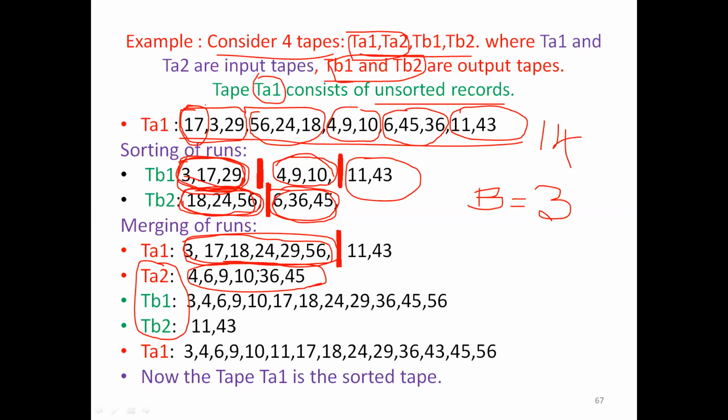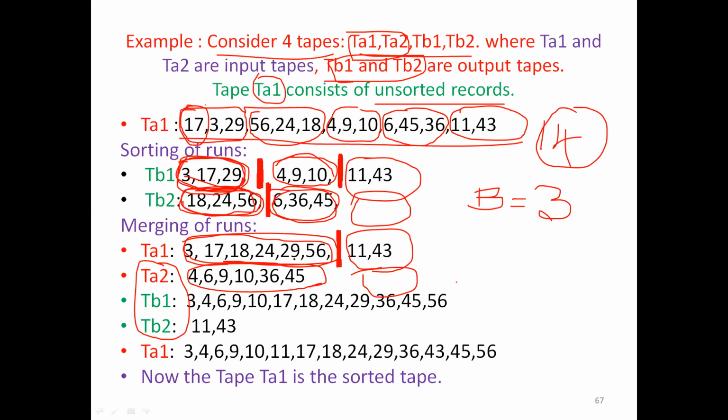So here I am writing it to TA2. Then I am taking the third run of TB1. I don't have a third run in TB2, so I'll just collect that one run from TB1, sort it, and write it into TA1. Alternately I'll do this. Once this is completed, I'll go for here, because I don't have many elements. I have only 14 elements. So it is over.